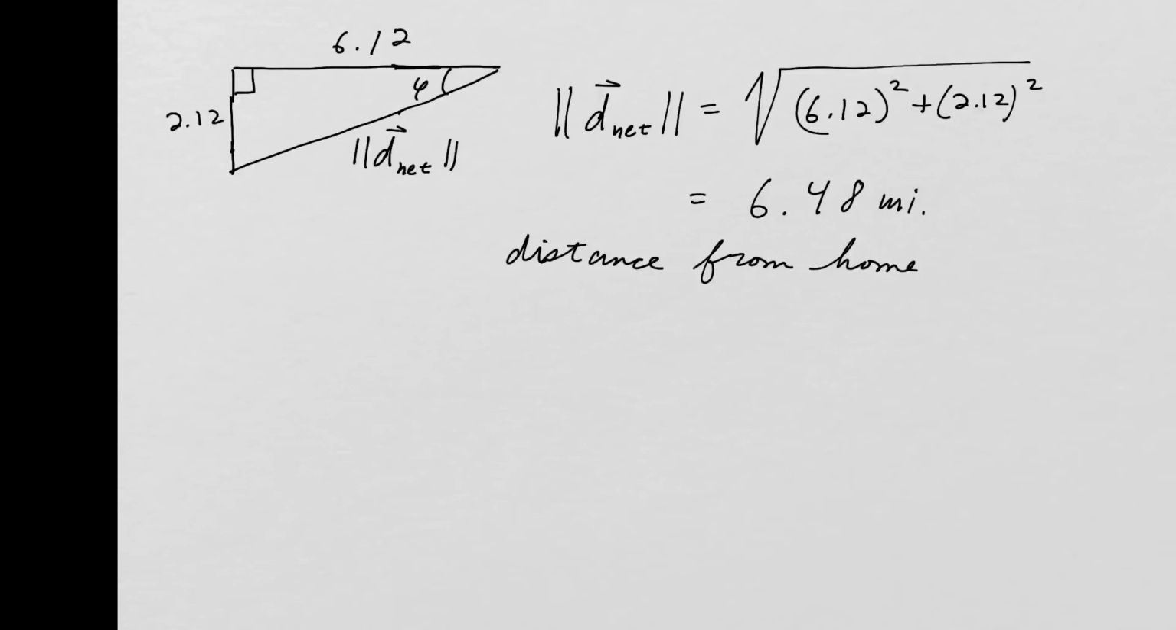Now the second question was, in what direction should she head to head directly towards home again? What direction should she walk? What angle to head directly towards home? So we need to think about this a little bit. First of all, let's find the angle phi here. So I can get phi because I know the tan of phi is going to be opposite, so 2.12 over adjacent. So length of the opposite side divided by length of adjacent.